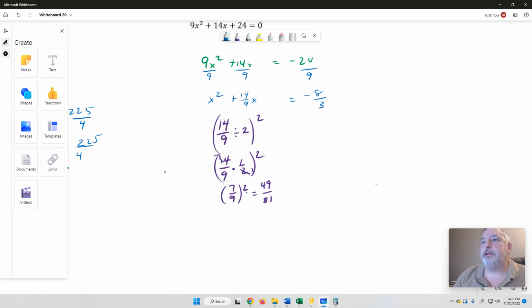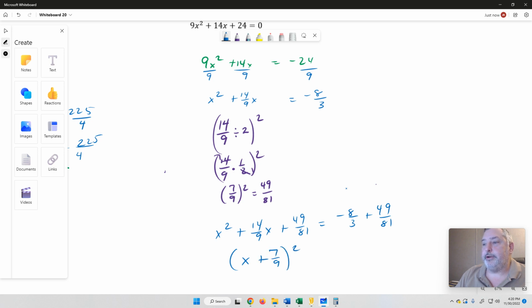Okay, so let's get the color here. And so this becomes x squared plus 14 over 9x plus 49 over 81 equals negative 8/3, and I should have left it as a 9, that's okay, plus 49 over 81. So again, to complete the square part, this becomes x with this number in it. Since it's positive, it's going to be plus 7/9 squared.